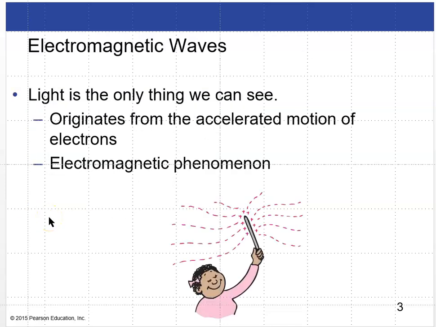Light is the only thing we can see. It originates from the accelerated motion of electrons. It is an electromagnetic phenomenon. That's the reason we call it electromagnetic. And it is a wave. That's, of course, why we call it an electromagnetic wave.